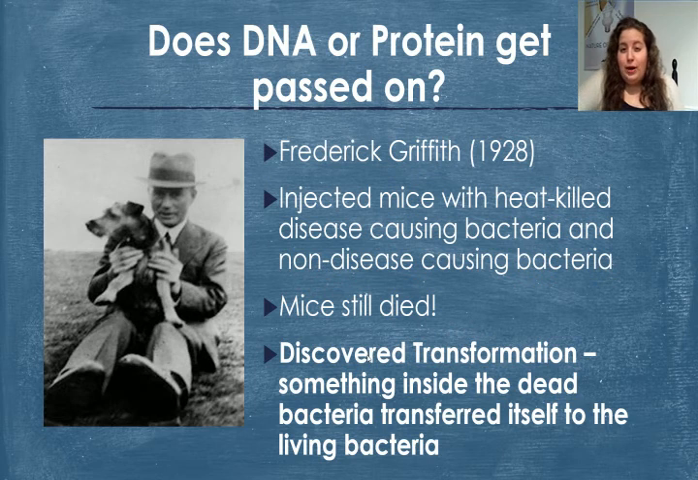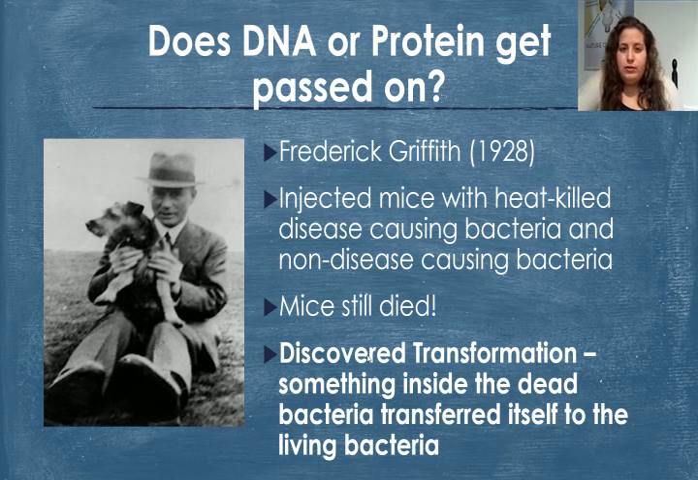So that's great. We figured out what chromosomes are. They're DNA and they're protein. But which part gets passed on? Which part is the heritable material? Is it DNA or is it protein? That's what Frederick Griffith was trying to figure out. And he did this interesting experiment with bacteria and mice.